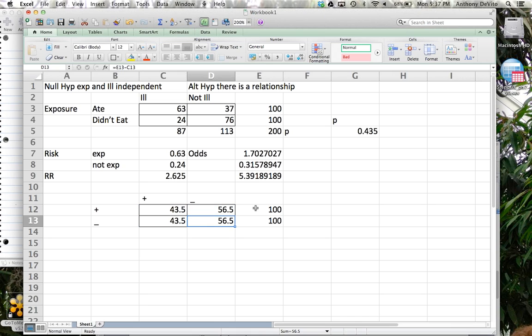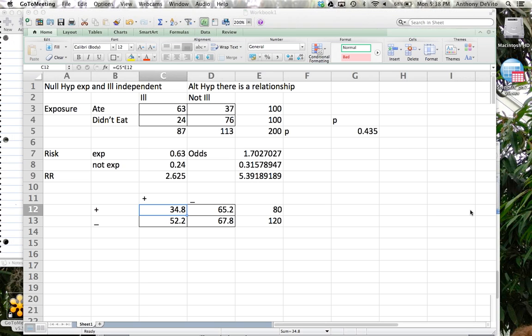The reason why that happened is because, as it happened, we had the same number of people in this group as we had in this group. Had we had 80 people in this group and 120 people in this group, the numbers would have been a little bit different in these two groups, but we would still calculate the number of people that became ill for each one of these groups, exposed or unexposed, using the prevalence for the overall population.